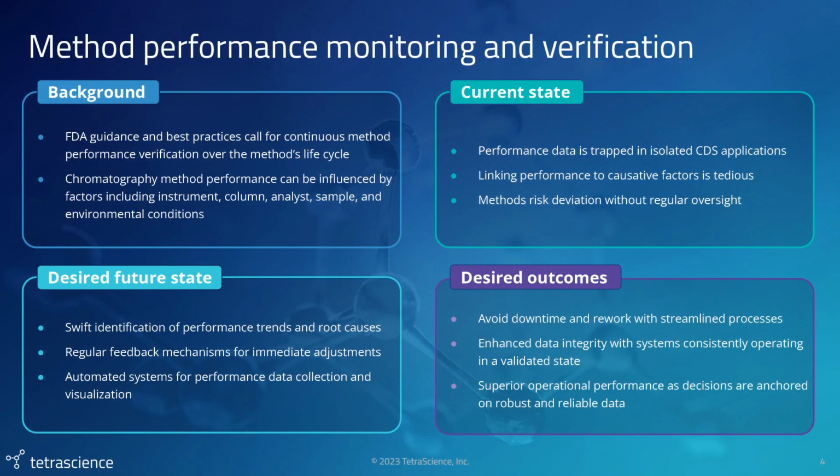FDA guidance calls for continuous method performance verification over the method's life cycle. Many across the industry struggle to support this best practice because the method results are trapped in isolated chromatography data systems. Linking aberrations within these results to causative factors is therefore challenging. An ideal solution would enable customers to identify performance trends and their root causes swiftly, establish regular feedback mechanisms for immediate adjustments, and automate systems for chromatography method data collection and visualization.